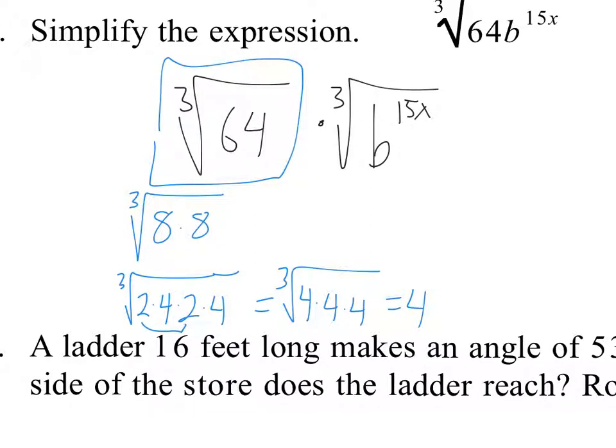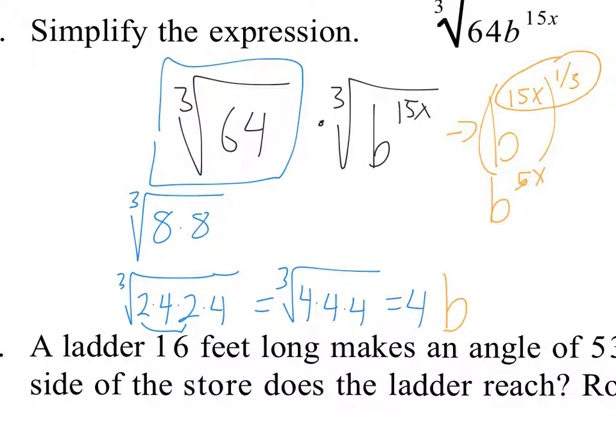The second part of this I'm not as good at because the variables here don't play well in my head with those exponents. I might use the idea that a cube root is the same as the 1/3 power. And when I do this, I might be able to see that I can use some exponent rules, and these guys multiply together. 15x times 1/3 is going to be 5x. That'd be b to the 5x for that second piece, giving us 4b to the 5x as our final answer for this problem.